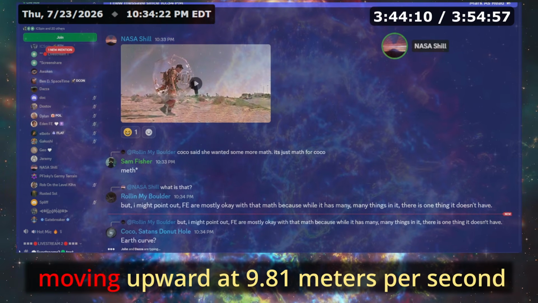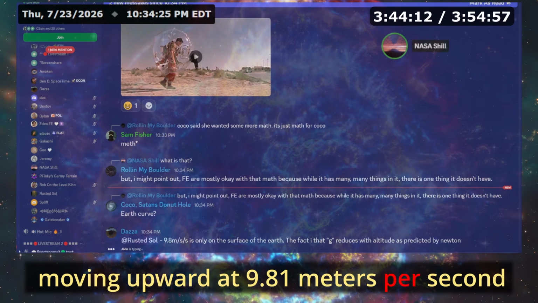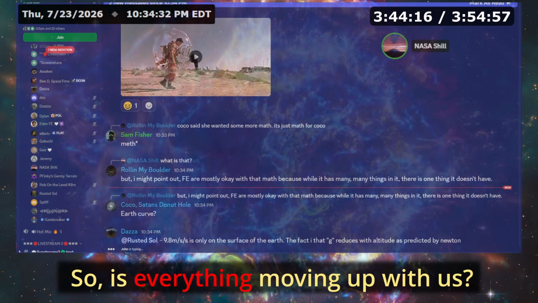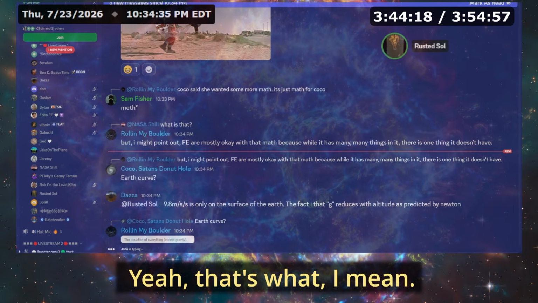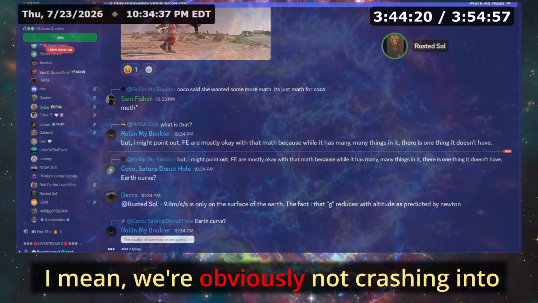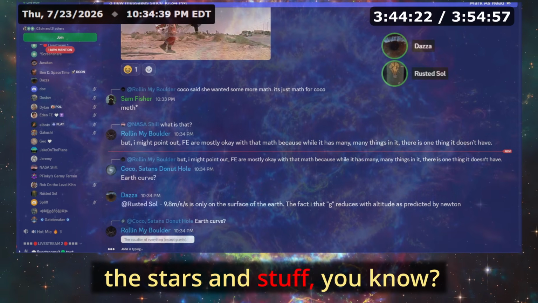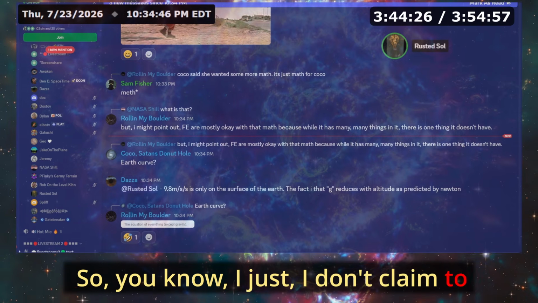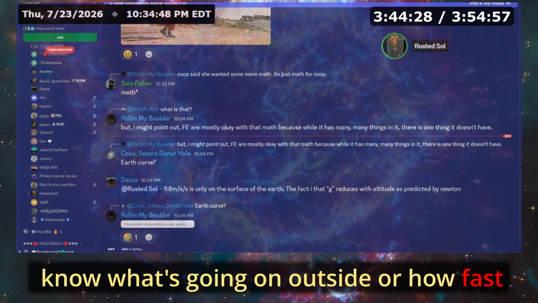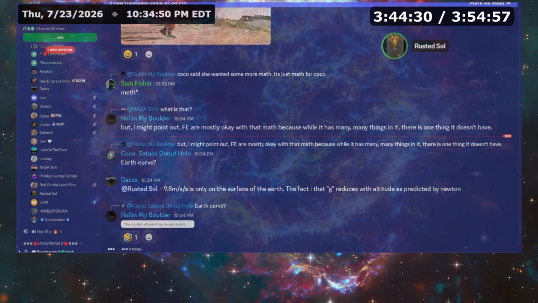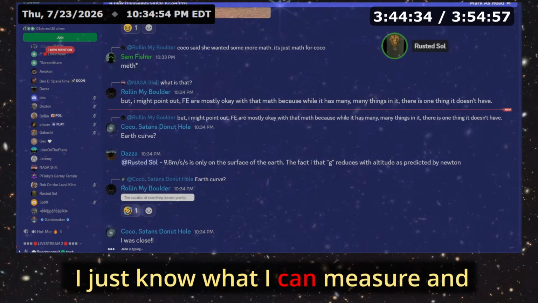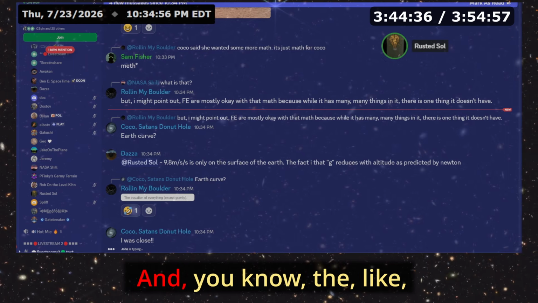I mean, if the Earth is moving upward at 9.81 meters per second, so is everything moving up with us then? Yeah, that's what I mean. We're obviously not crashing into the stars and stuff. I don't claim to know what's going on outside or how fast we're going or how fast we could go. I don't know. I just know what I can measure and observe here on Earth.